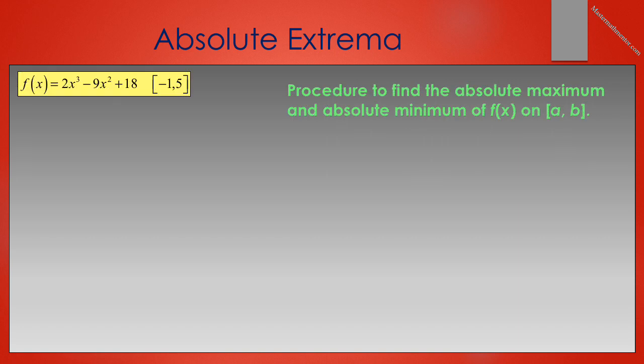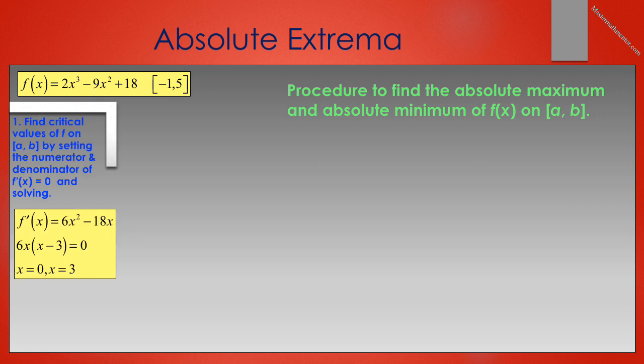So we will look at the procedure to find the absolute maximum and absolute minimum value of f of x on the closed interval [a, b]. We will do this by showing an example. f of x equals 2x^3 minus 9x^2 plus 18 on the interval [-1, 5].